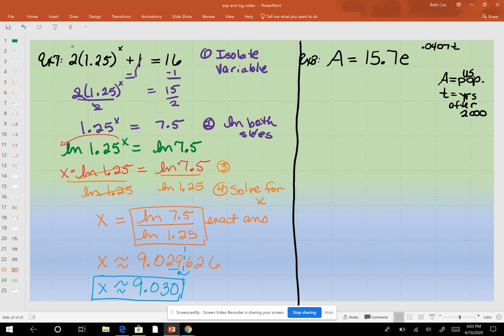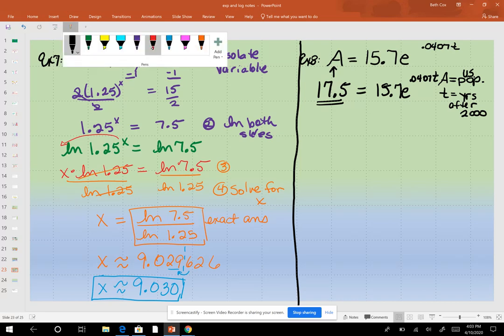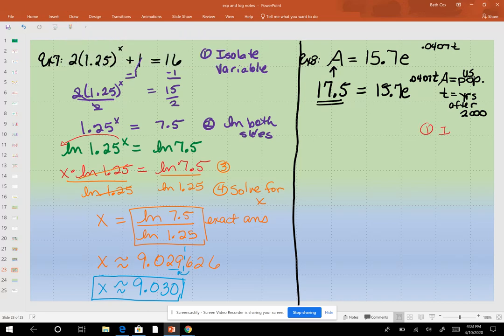Okay, so now the question is, when is the population going to reach 17.5 million? So when is it going to reach 17.5 million? And so we're going to replace the A with the 17.5. And then everything else is going to be the same. And we need to solve for t. So we're going to do our steps for solving. The first thing we're going to do is isolate the exponential part. Well, the only thing with an exponent is the e. So I have to divide by 15.7 on both sides.